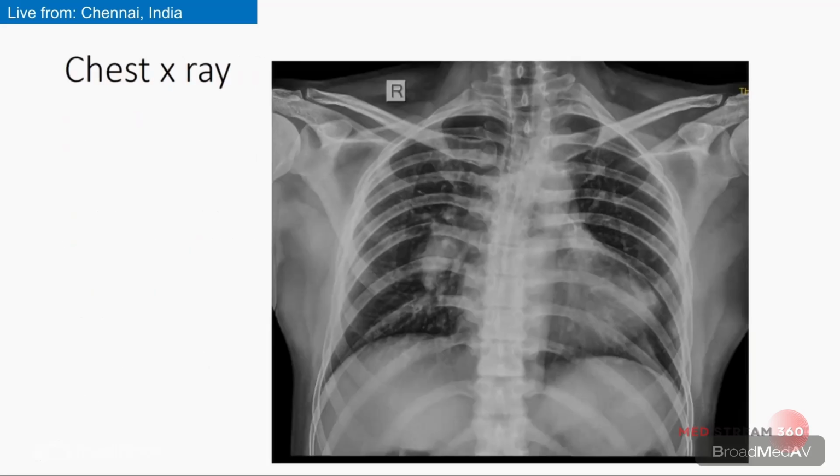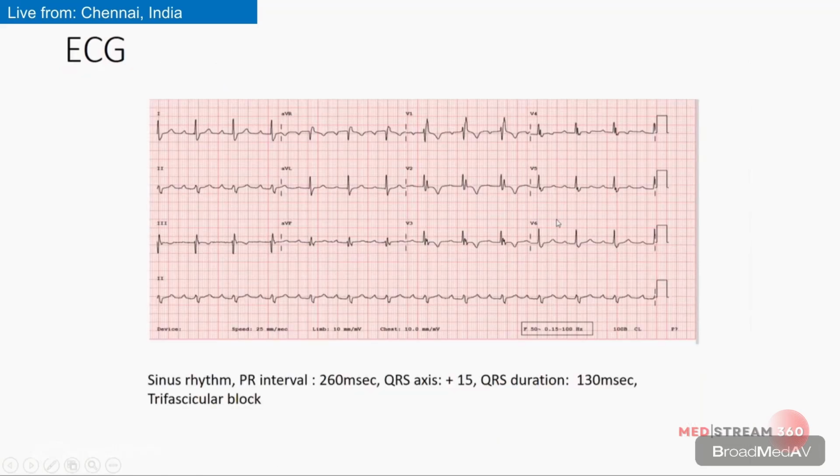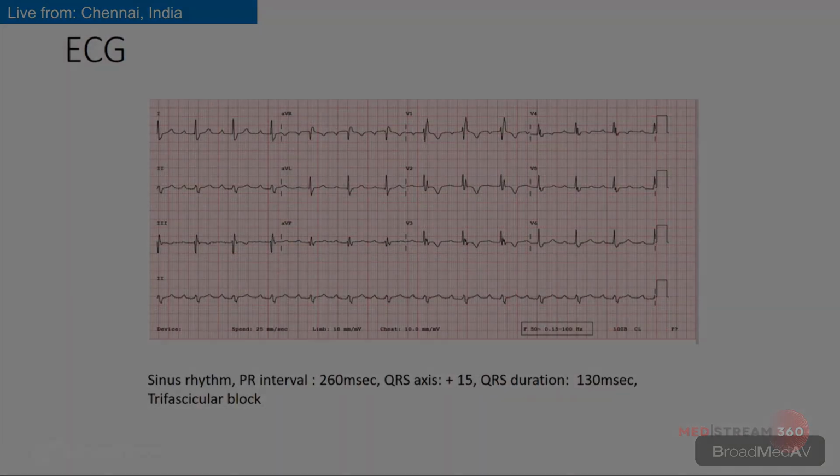This is the chest X-ray, which shows mild kyphoscoliosis. There is cardiomegaly with a CTR of around 65%, and the RPA segment is dilated, whereas the MPA and LPA segments are not very prominent. This is an ECG which shows right bundle branch block.